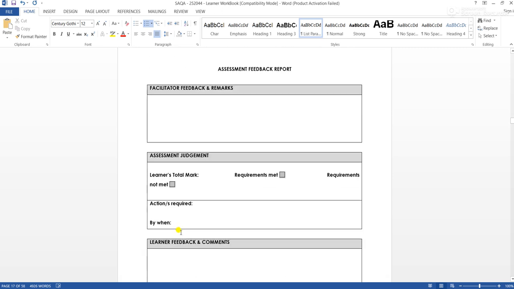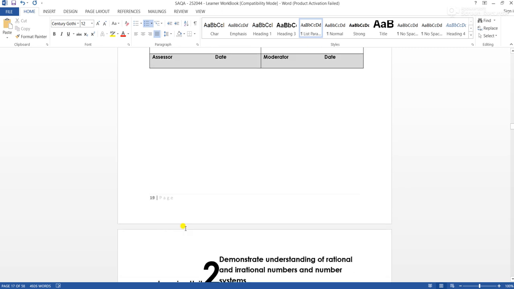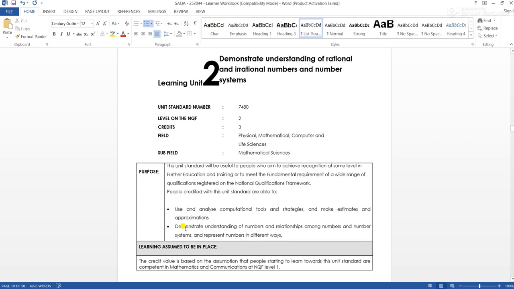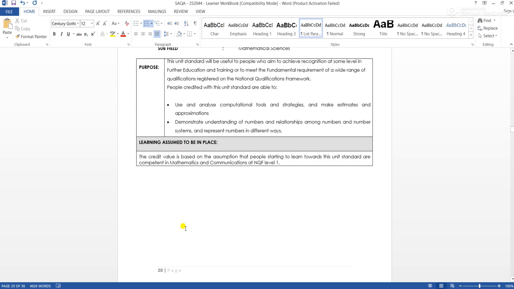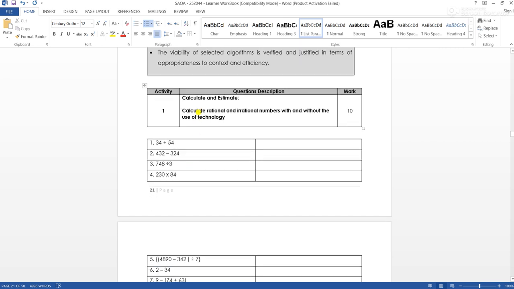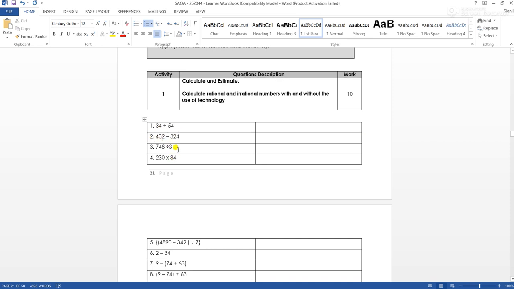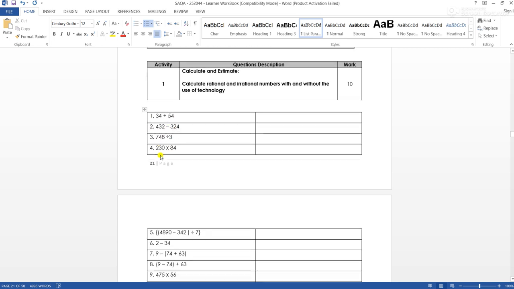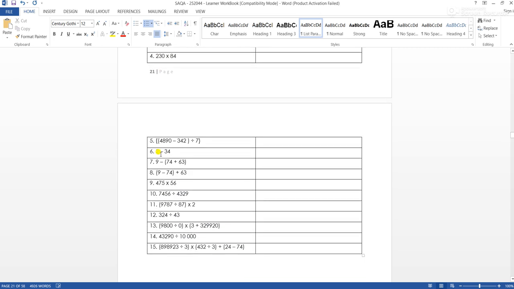09009. So moving on to the next unit standard, which is learning unit 2, 7480. For session 1, activity 1, you need to calculate rational and irrational numbers with and without the use of a calculator. So you'll have to use add, minus, divide, times.